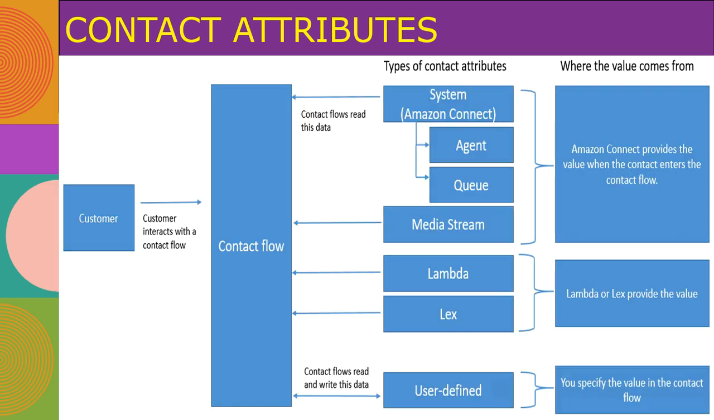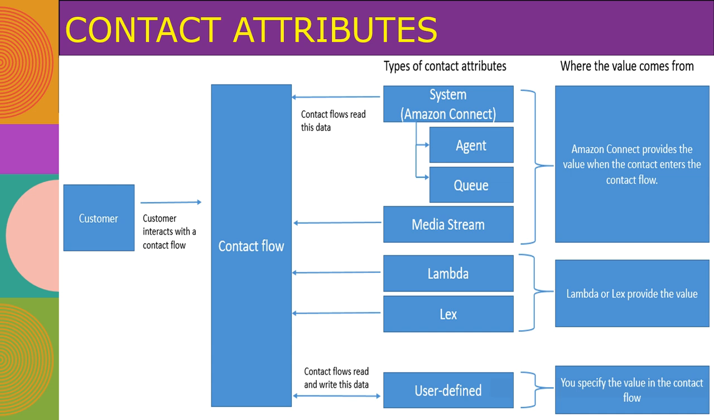Okay, so this is a diagram that Amazon shows us, and it's interesting because it visually simplifies what's really going on here. Let's suppose our customer interacts with the contact flow. Now remember, contact flows could call other contact flows, so keep that in mind. But just to review the simple concepts of contact attributes, keep in mind that the contact flow can read data from the system, so it knows the agent and the queue.